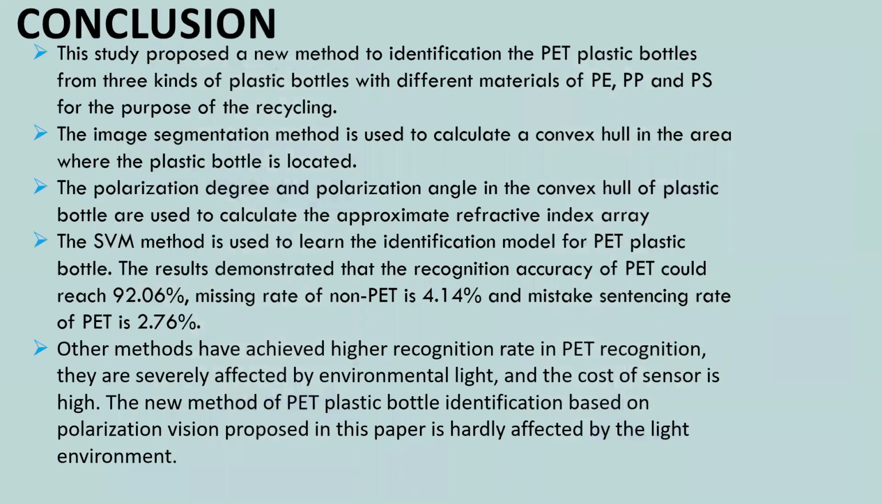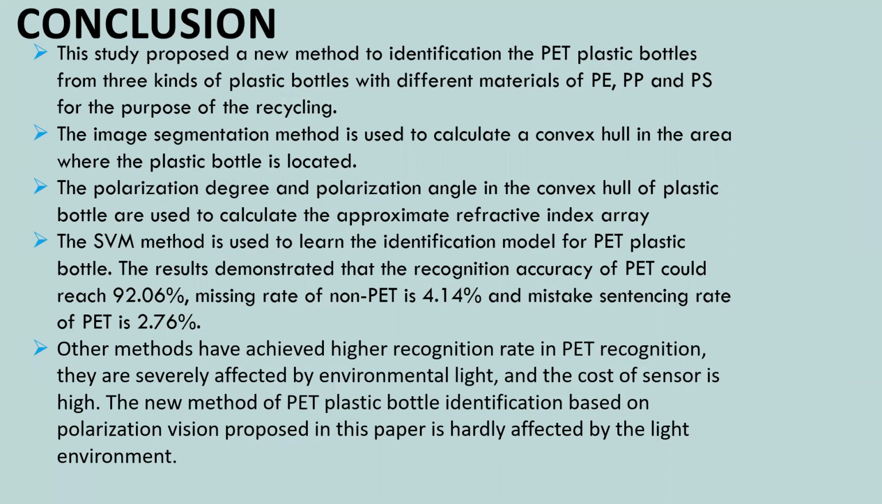Coming to the conclusion, this study proposed a new method to identify PET plastic bottles from three kinds of plastic bottles with different materials, PE, PP and PS, for the purpose of recycling. The image segmentation method is used to calculate a convex hull in the area where the plastic bottle is located. The polarization degree and the polarization angle in the convex hull of the plastic bottle are used to calculate the approximate refractive index array. The SVM method is used to learn the identification model for PET plastic bottles.